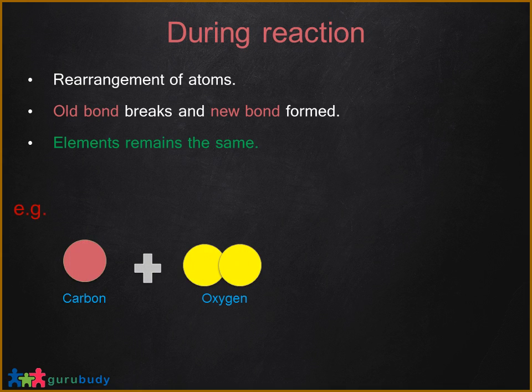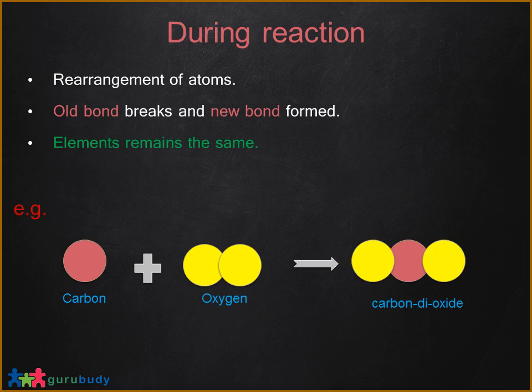So let's take an example of a reaction happening between carbon and oxygen, forming carbon dioxide. In this case, as you can see, the old bond between the two oxygen atoms is broken to form a new bond between both the oxygen atoms and the carbon. Another thing to note is that on the reactant side, you only have carbon and oxygen. Similarly, on the product side, you only have carbon and oxygen. So in this reaction, we are not forming new elements. For example, when carbon and oxygen are reacting, we are not forming nitrogen.